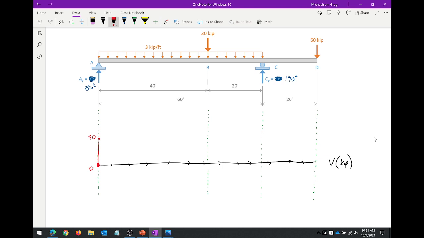Okay, now let's talk about magnitudes. How much load exists between A and B? How much load between A and B? 120, right? Because it's 3 kips per foot over a distance of 40 feet, so that's 120. So if I'm at 80 and I drop down 120, what should I get to? Negative 40. So I propose then that the shear diagram in this region should look something about like this.